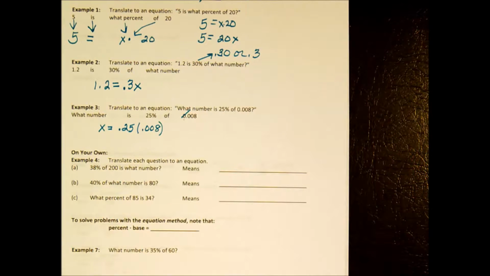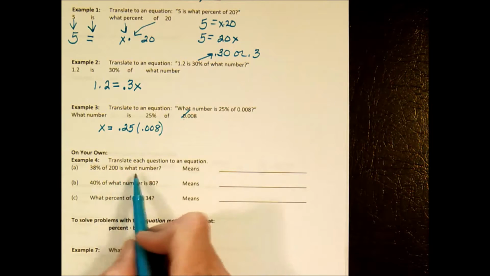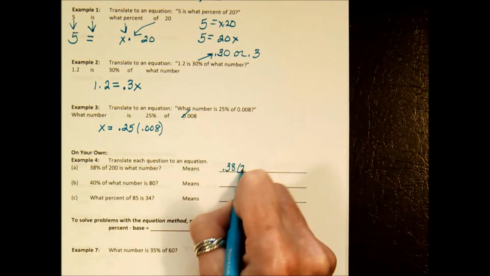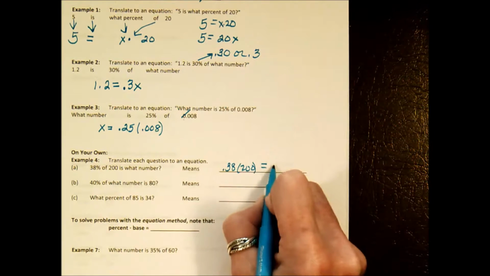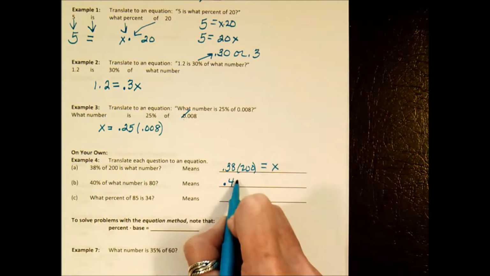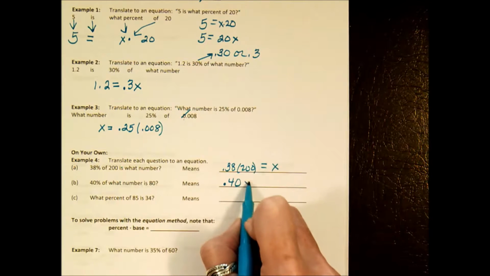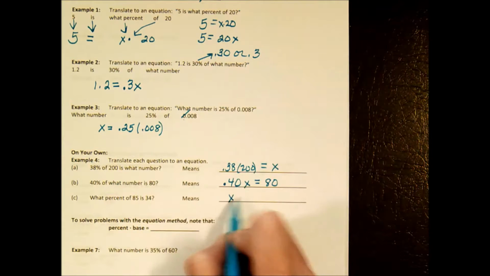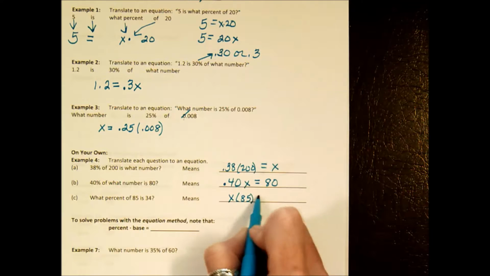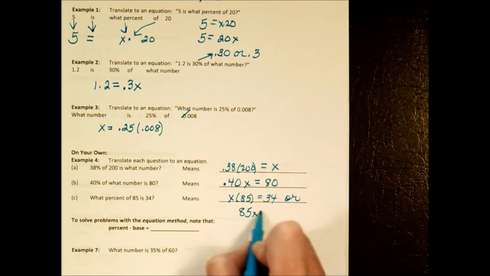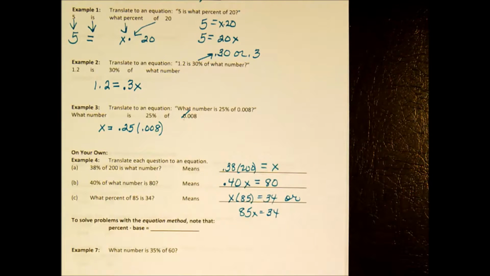I'm assuming that you have done that. And so what you should have had here is 0.38 of 200 is what number? Here, 40%, or just 0.4 if you prefer, of what number is 80? And here, what percent of 85 is 34? Or more conventionally, 85x equals 34. That's the way you would want to write that. I hope you got those right.